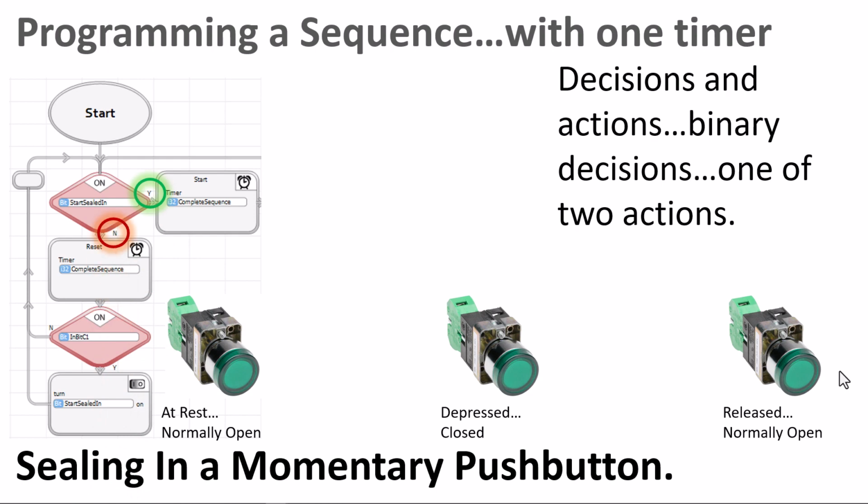All decision blocks are binary in that if it's true, then it does the yes thing. If it's false, it does the no thing. But it's going to go 1 or 2 directions. If it's yes, then it goes over to start and starts the timer. No, then it resets the timer. That's simple. Decisions and actions. We have a second decision block down there that says, is the push button pushed? Yes, then turn on start sealed in.